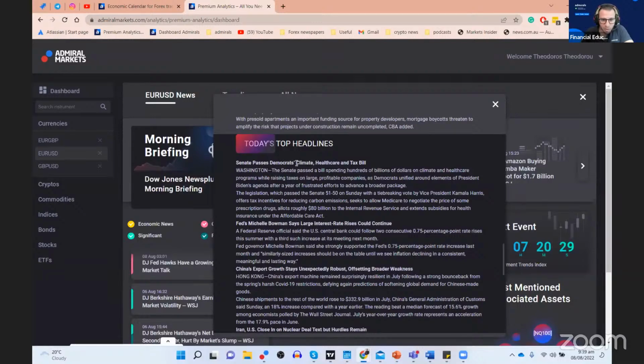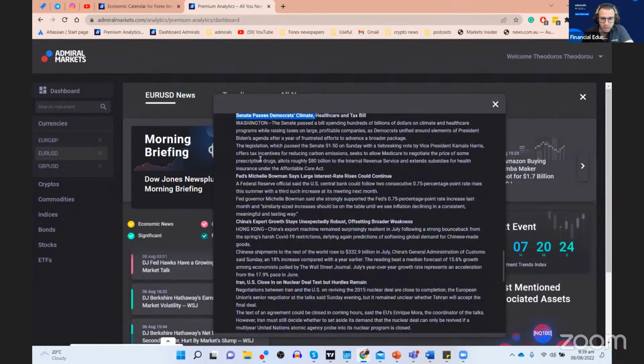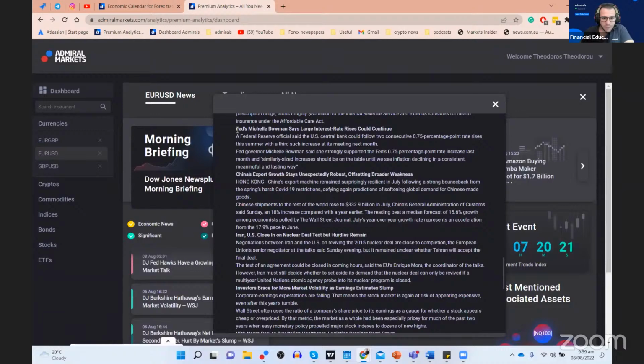Senate passes Democrats' climate, healthcare, and tax bill. That's for the United States. Fed's Michelle says large interest rate rises could continue. For us as traders, it's worth reading this topic. A Federal Reserve official said the U.S. Central Bank could follow two consecutive 0.75 percentage point rate rises this summer, with a third such increase at its meeting next month.